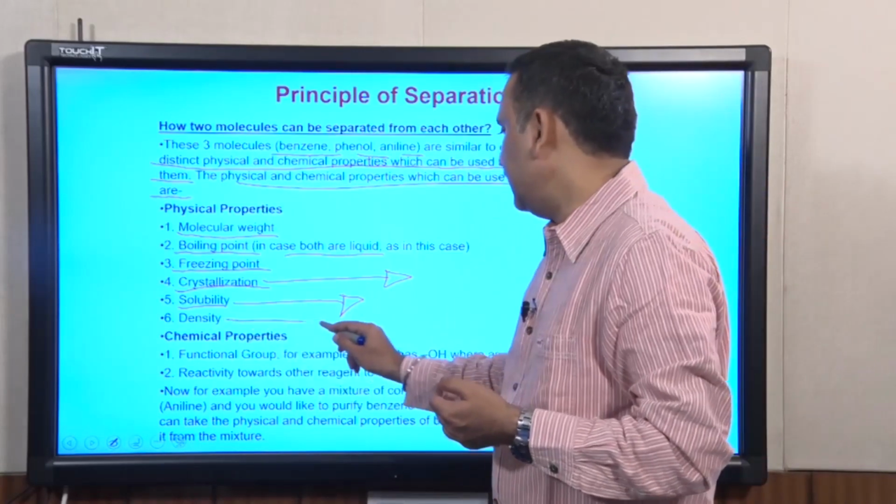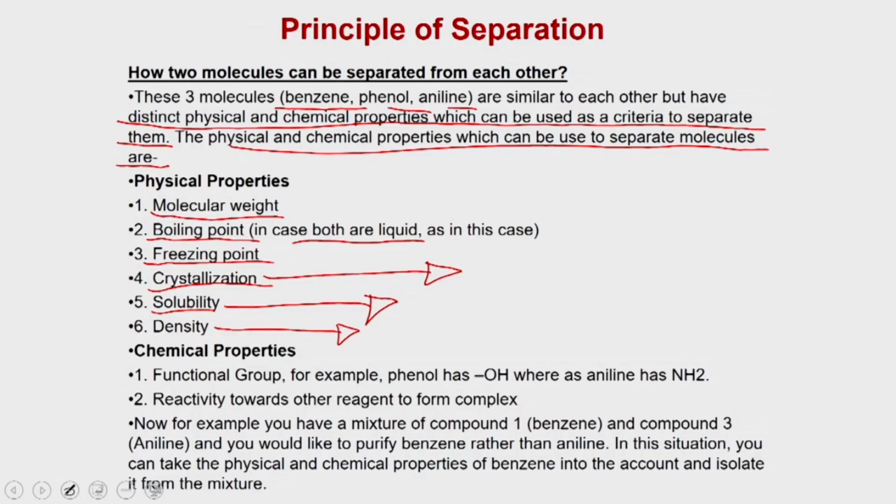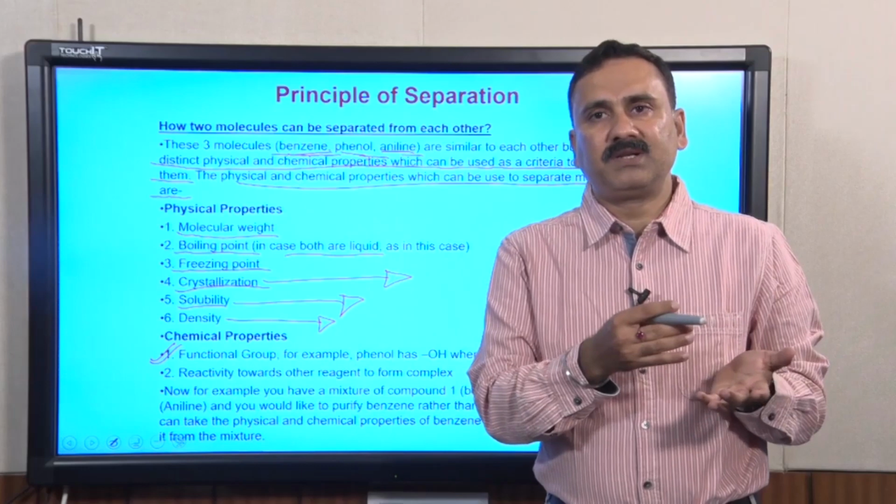Then you can use density also. Sometimes, when the physical properties are not good enough, people also use chemical properties. For example, the functional group: if you look at these three molecules, benzene does not contain any functional group, whereas phenol contains an OH functional group, and aniline contains an NH2 functional group. Once you have the functional groups, you can exploit them because they could have a differential reactivity, and that differential reactivity could bring some alteration in terms of physical properties.